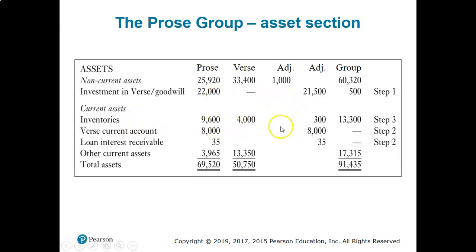The inventory, as we see, has some unrealized profit that needs to be adjusted, as we mentioned before. So this is what we need to adjust. We have to find out how much profit is still unrealized, and that needs to be deducted from here.